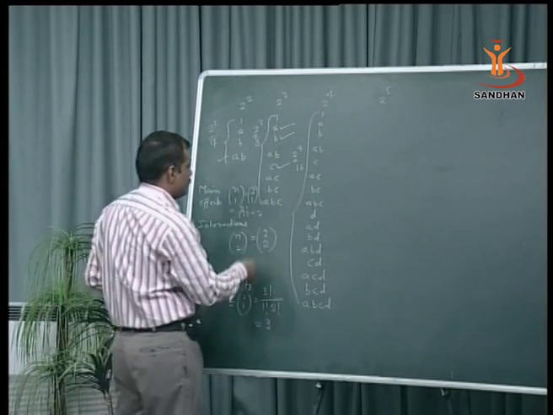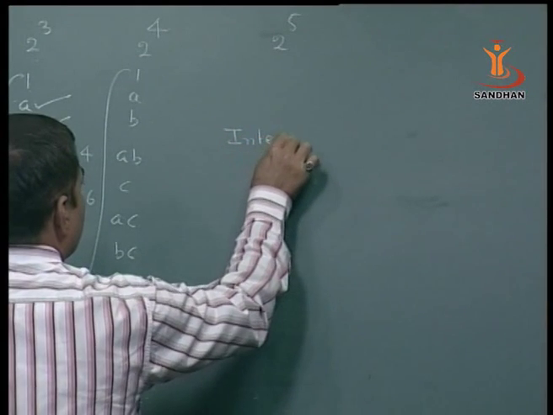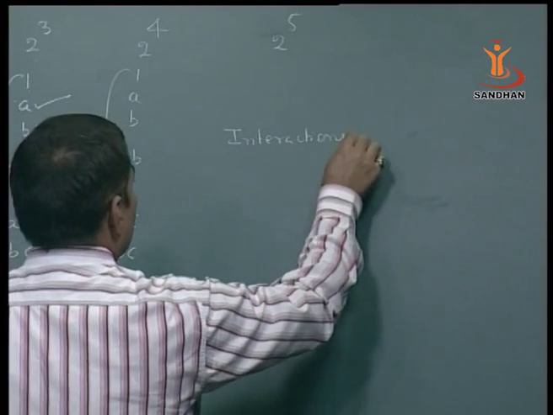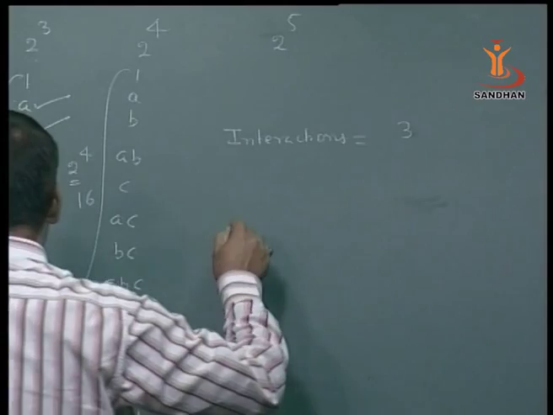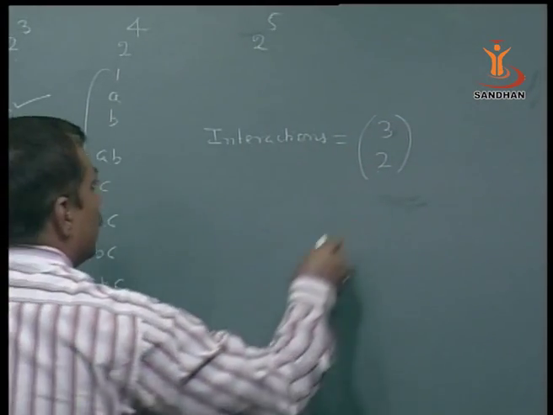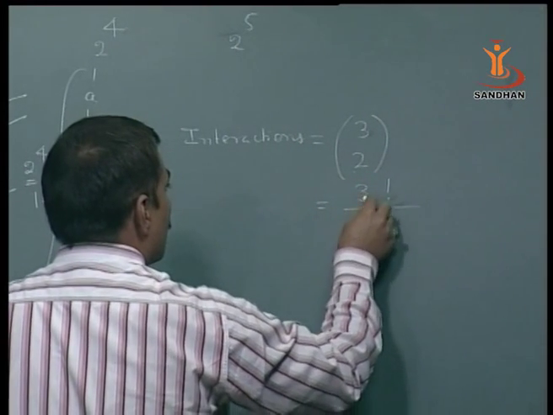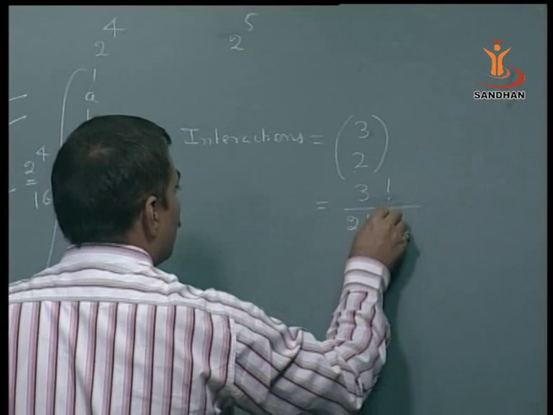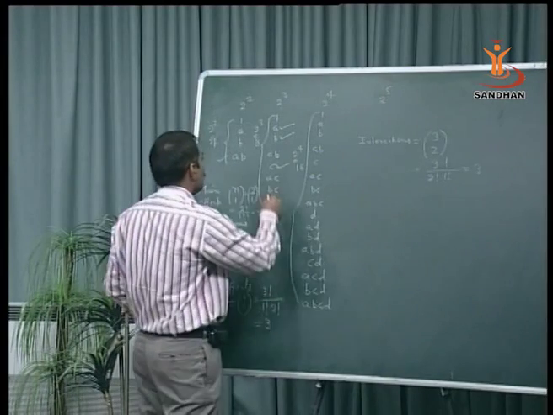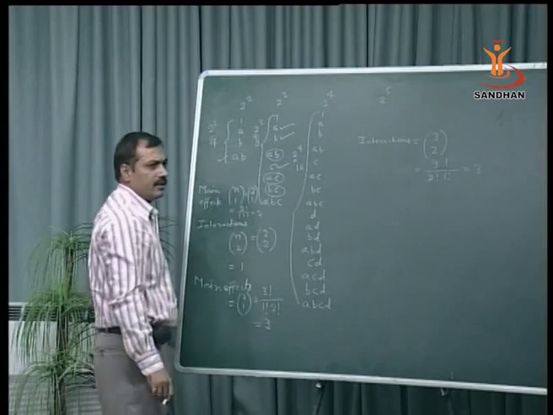Now interactions. For interactions, 3C2, and that will be 3 factorial over 2 factorial times 1 factorial, that is a total of 3: AB, AC and BC, the second order.